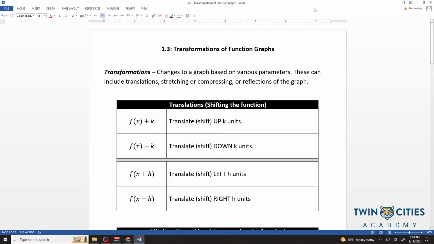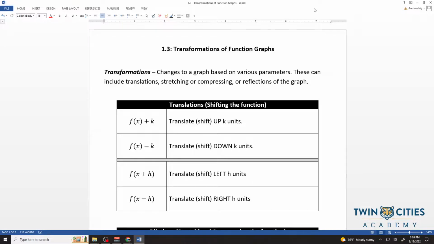Let's talk about transformations of function graphs. Before we do that, what is the definition of a transformation? Well, a transformation is a change to a graph based on some various parameters, and we're going to look at each of these different parameters in a little bit. These can include translations, stretching or compressing, or reflections of the graph.